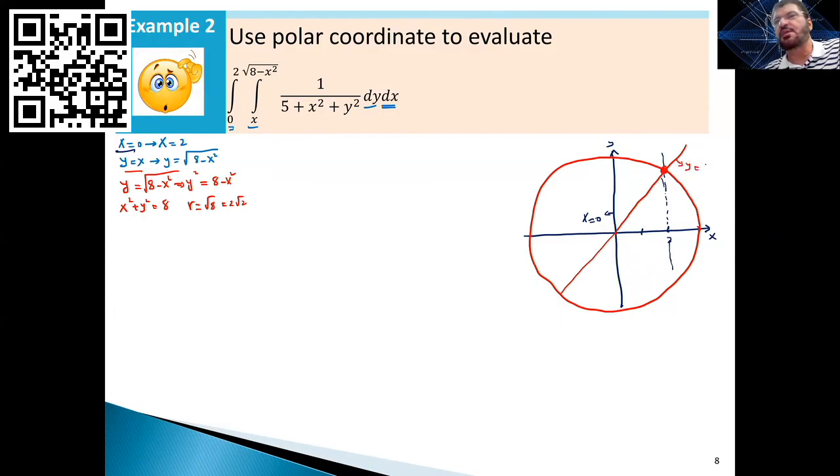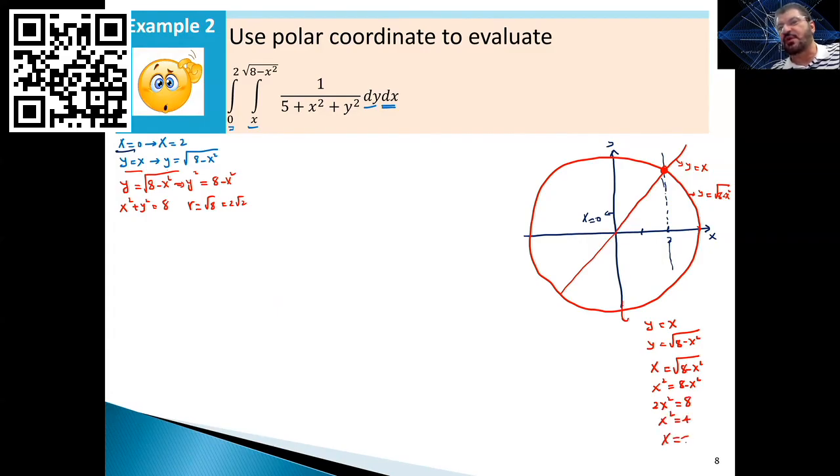This one, by the way, is y equal x. And this one, y equal which part of the circle? It's the square root of 8 minus x squared. So to find the intersection between them, I'm going to take y equal x and y equal the square root of 8 minus x squared, since the left is equal to the left. So that means x is equal to the square root of 8 minus x squared. Square both sides. So x squared is 8 minus x squared. Move this one to the other side. So 2x squared is equal to 8. So x squared is equal to 4.